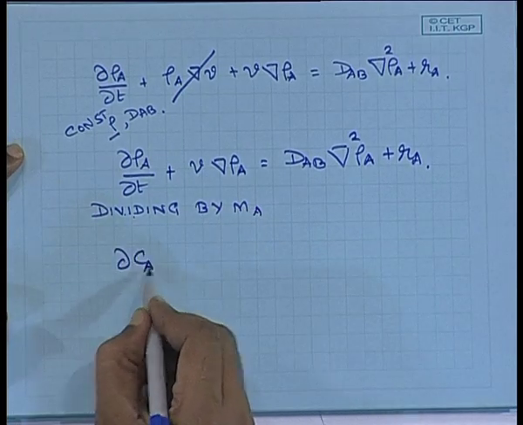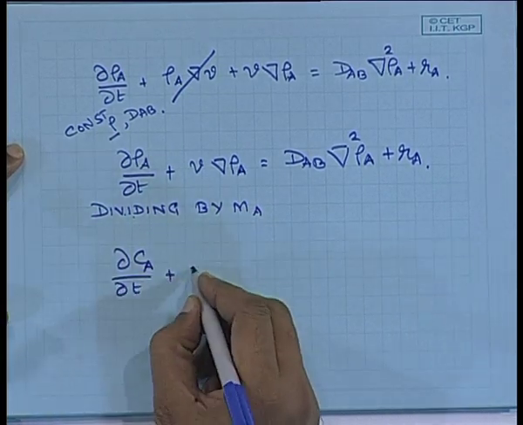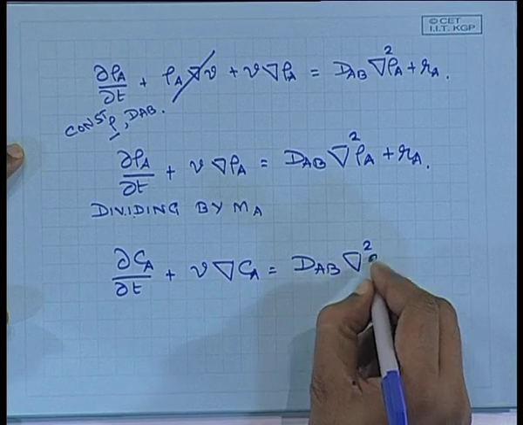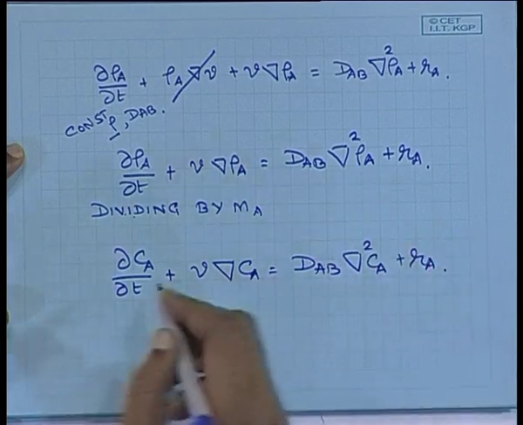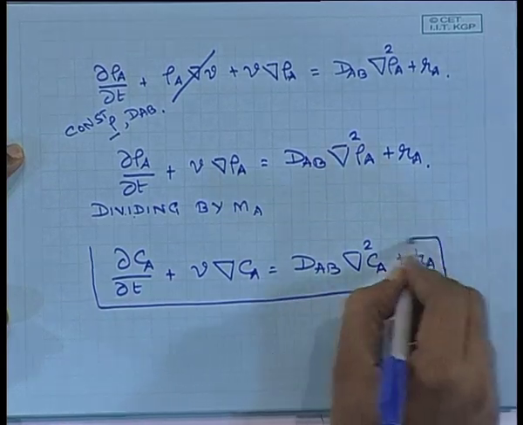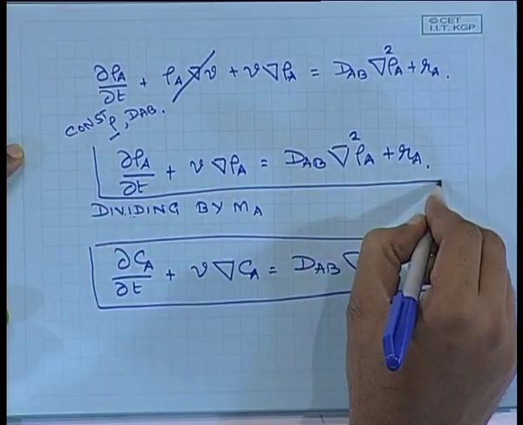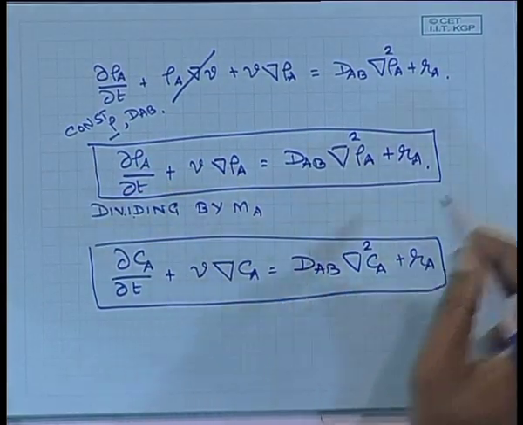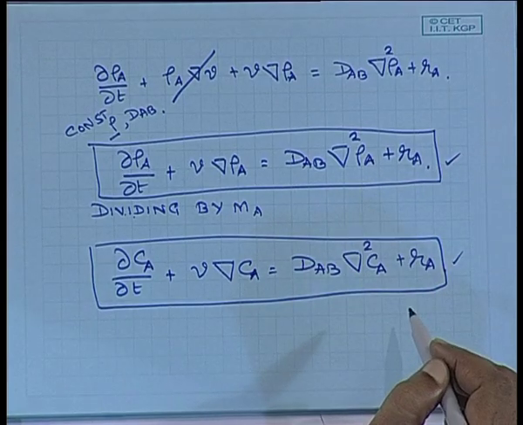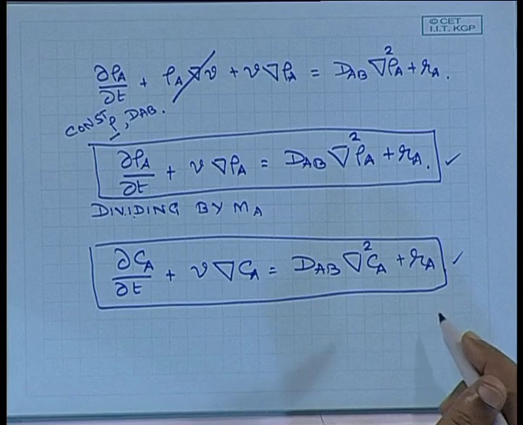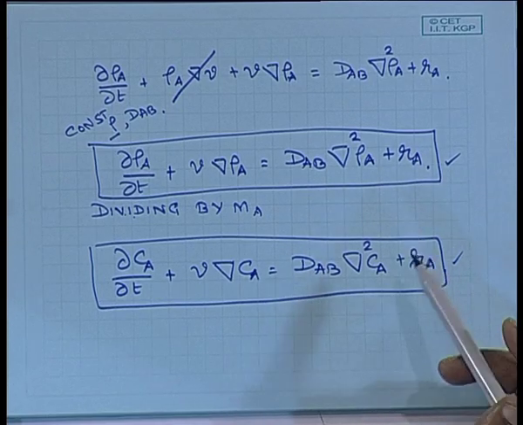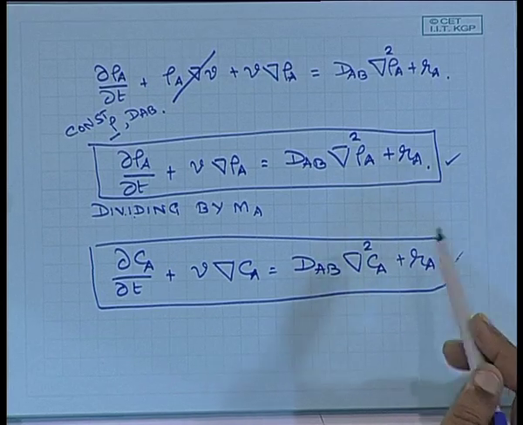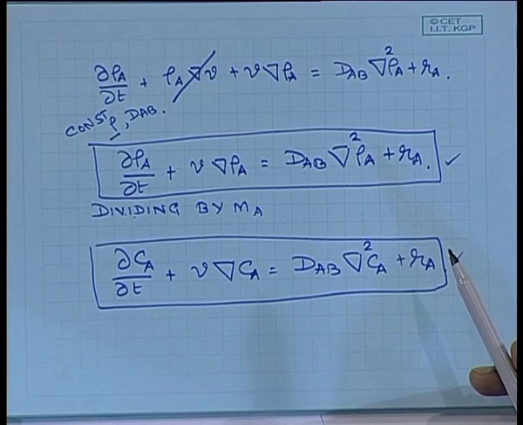What I would get is ∂CA/∂t + V·∇CA = DAB∇²CA. These would be two equations which we will use extensively. These two equations are going to be extremely useful for our analysis later on. So, let us look one more time and try to see how these two equations can be used, or what are the cases in which I can use these equations.